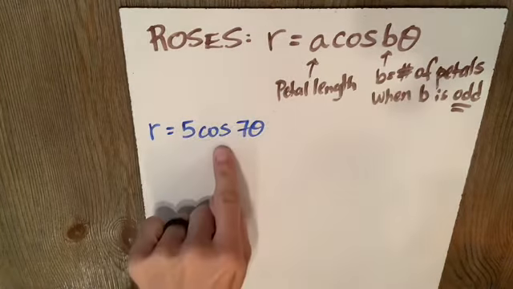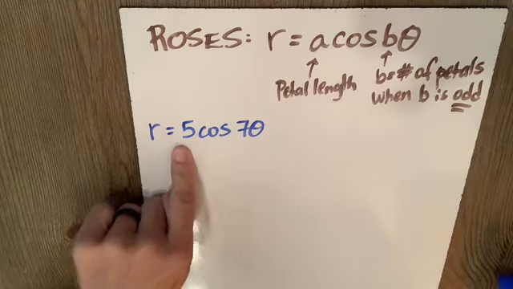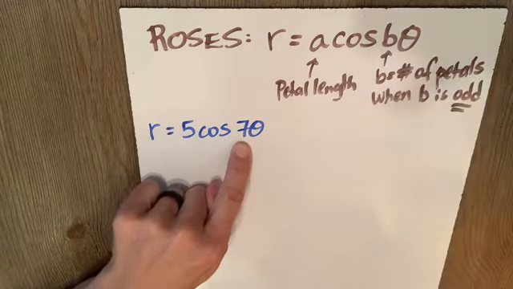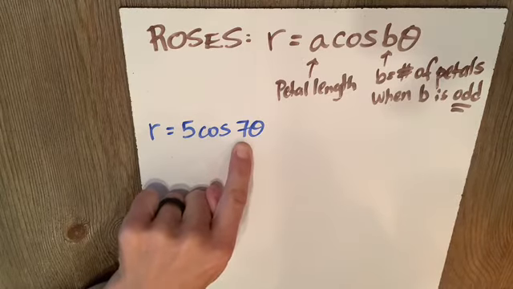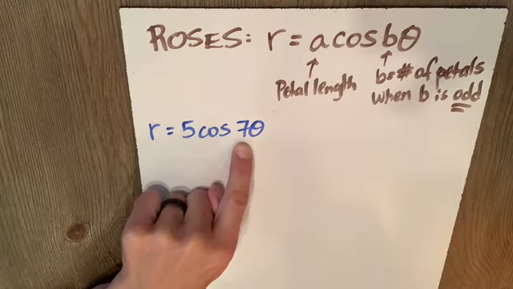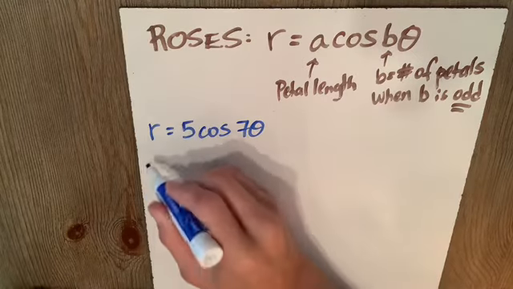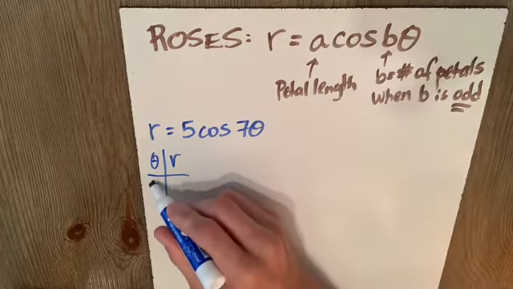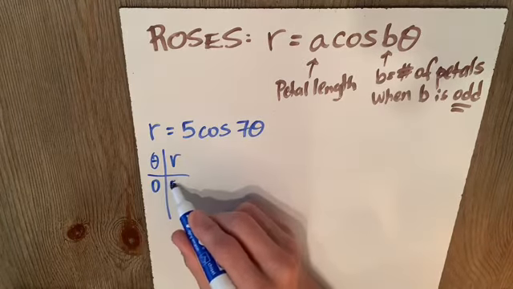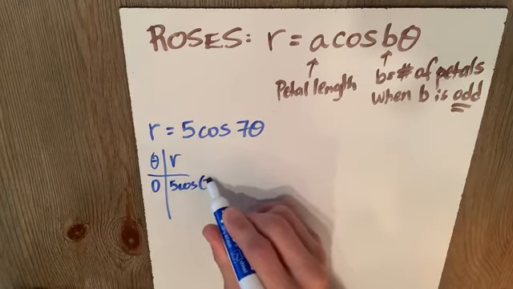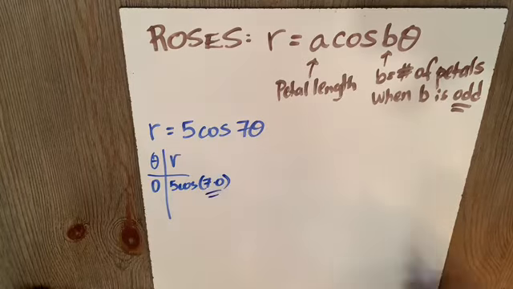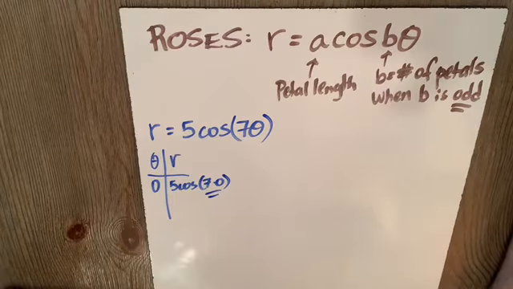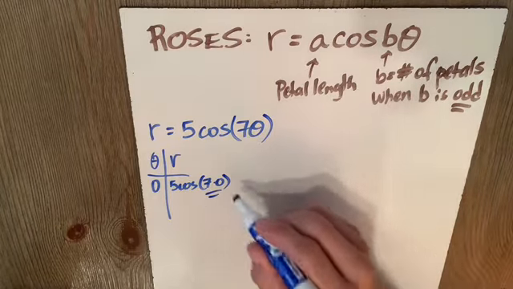Well, 1 term, and I held the petal length constant at 5, and B of our formula here is odd. So I know there are 7 petals. Well, what if I chose 0 for theta? I'd have 5 cosine of 7 times 0. Now, I have to do the parentheses first, so I could put parentheses around this. 7 times 0 is 0. Cosine of 0 is 1 times 5 is 5.